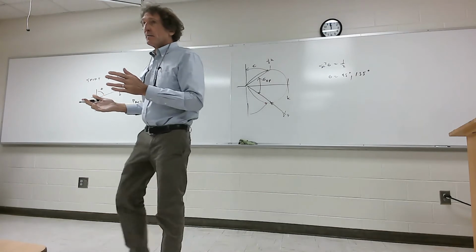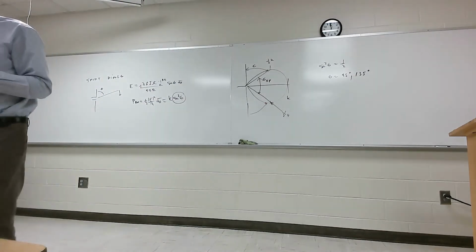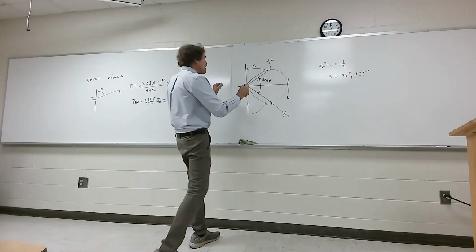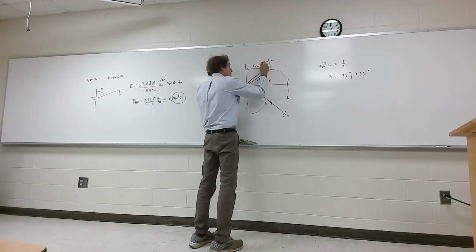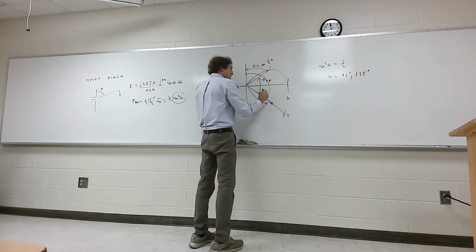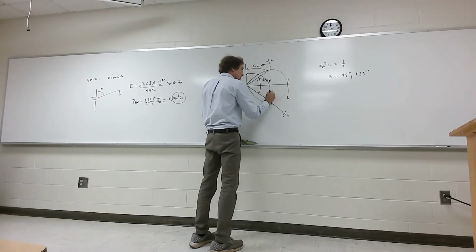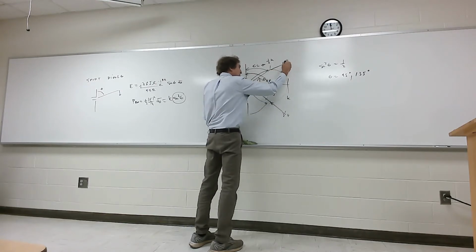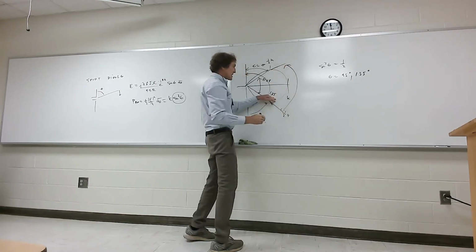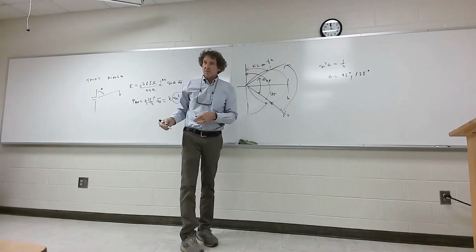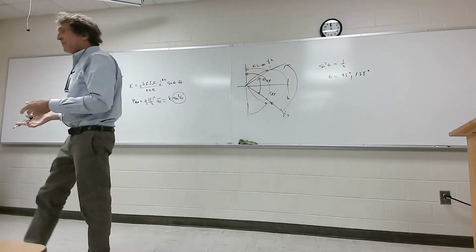Do y'all follow me? Now, the beam width: if this is at 45 degrees and this is at 135 degrees right here, the beam width itself is simply this angle minus that angle, or 90 degrees. That's the beam width, the half power beam width.